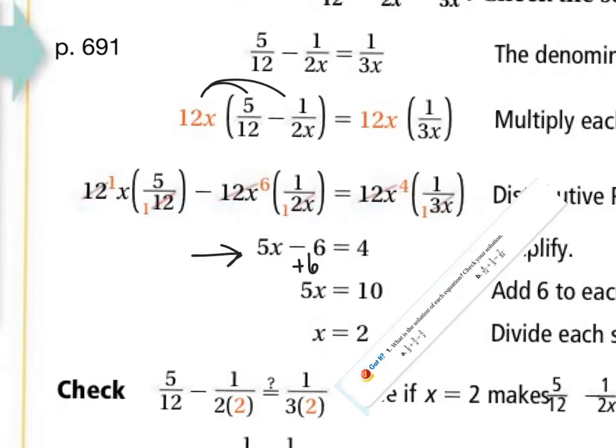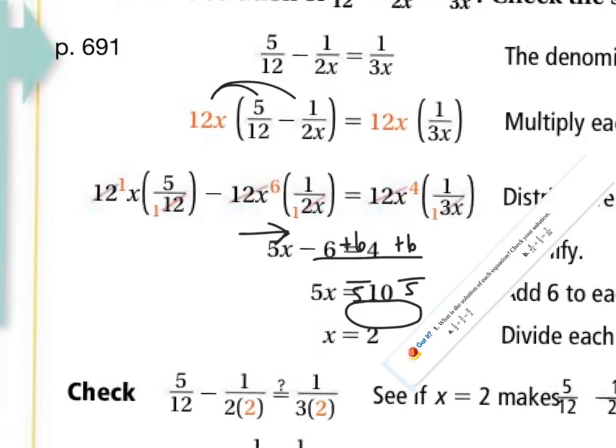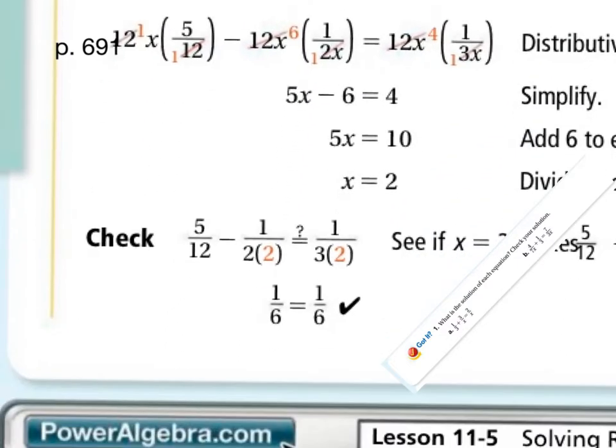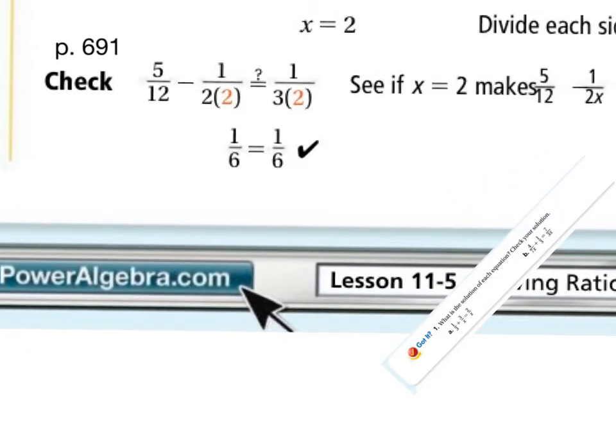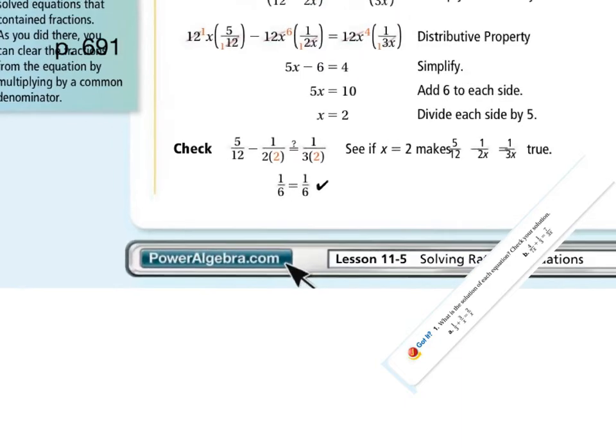Then we just add 6 on both sides and then divide by 5, and we would get x equals 2. At that point, you can check your answer. Just substitute 2 back in for x in the original equation, and you can see that it works. So we know we got the right answer there.